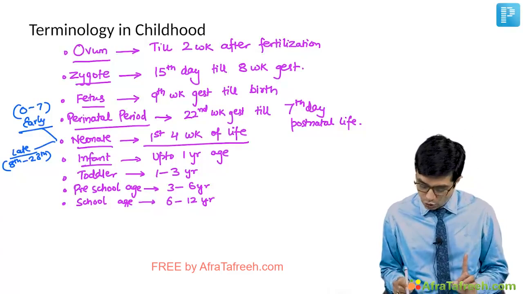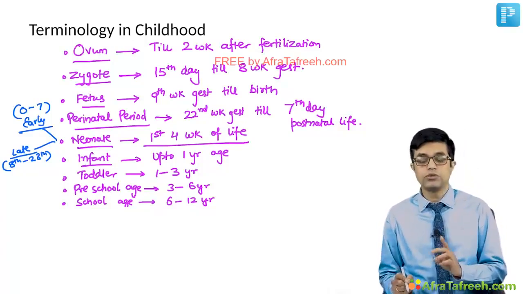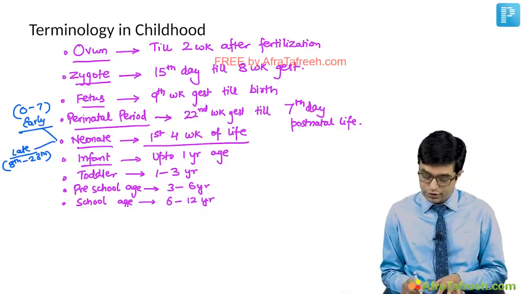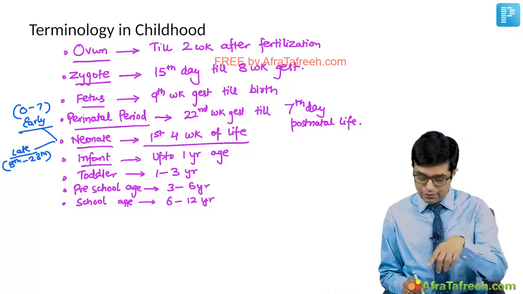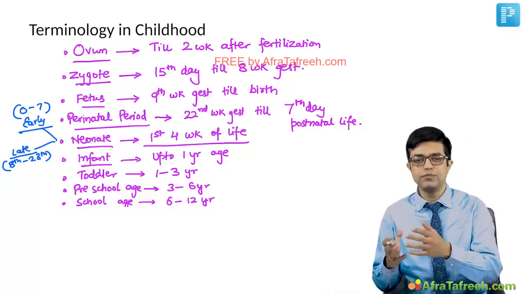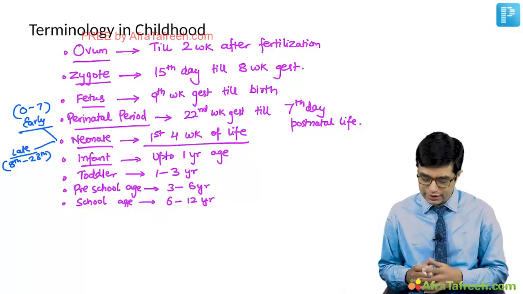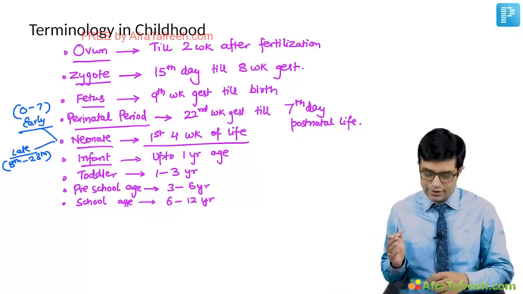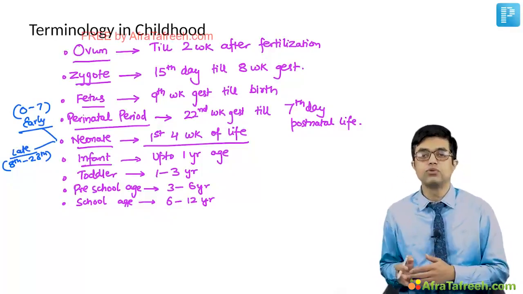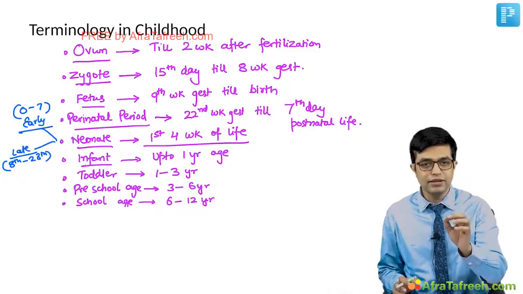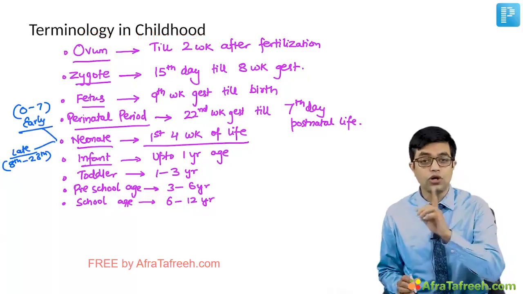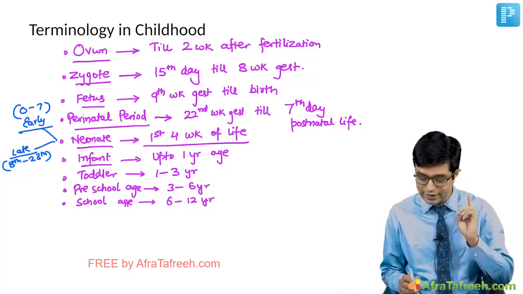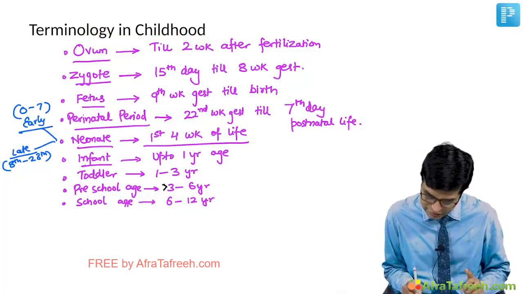Now, the important point I'm mentioning here, when you talk about the definition, toddler is 1 to 3 years and preschool is 3 to 6 years. So many students get confused. Sir, if a child is exact 3 years, is it a toddler or is it a preschool age child? If it is exact 3 years, it is a toddler, it is not a preschool age child, because if you look at the exact definition, they write it like this.